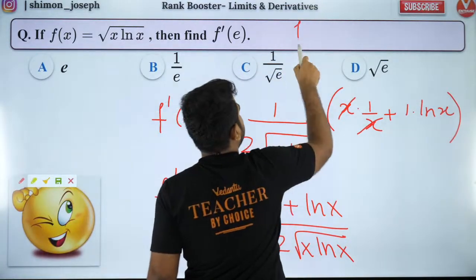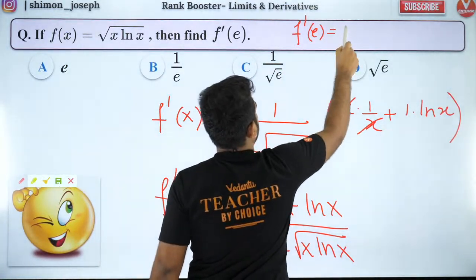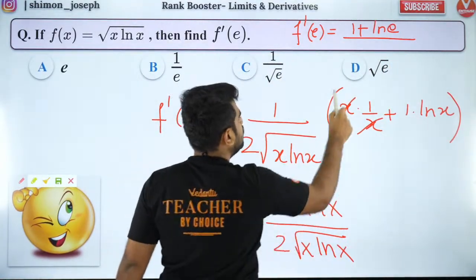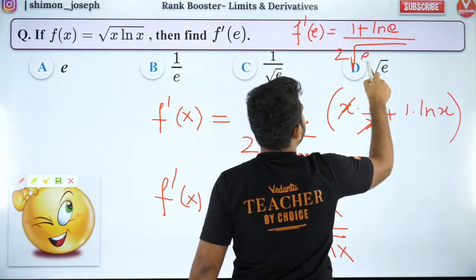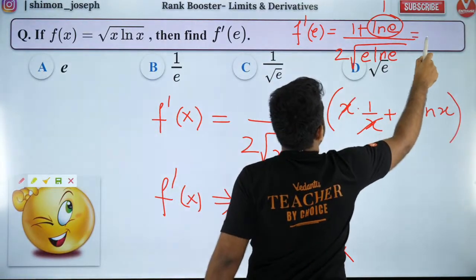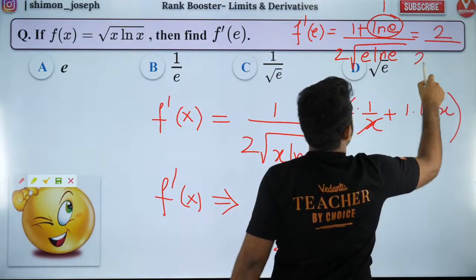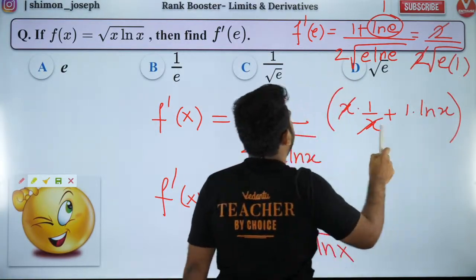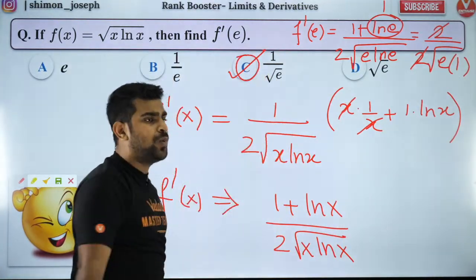So f dash of e is equal to what? F dash of e is equal to 1 plus ln of e divided by 2 into root of e ln of e. What is ln of e? ln of e is 1. So it will be 1 plus 1, 2, divided by 2 into root e, since ln of e is 1. So 2 cancels. Answer is 1 by root e. That is the way you solve it.